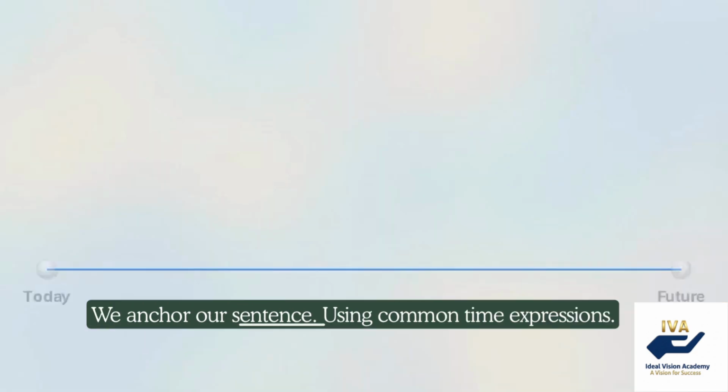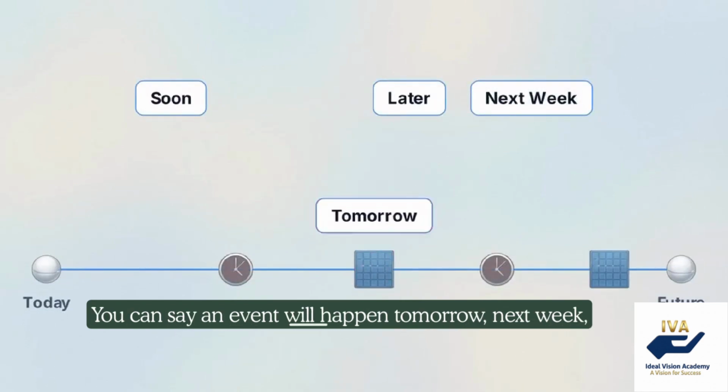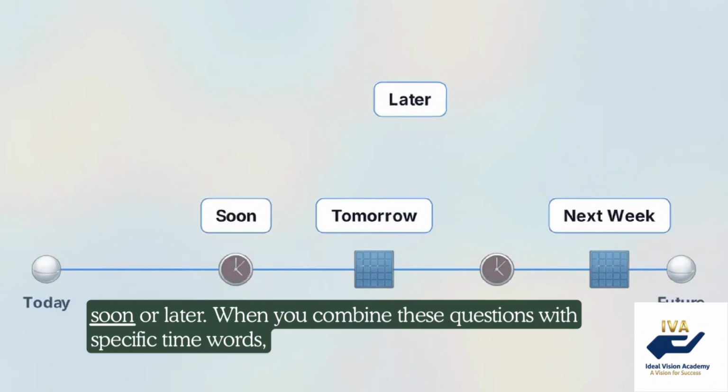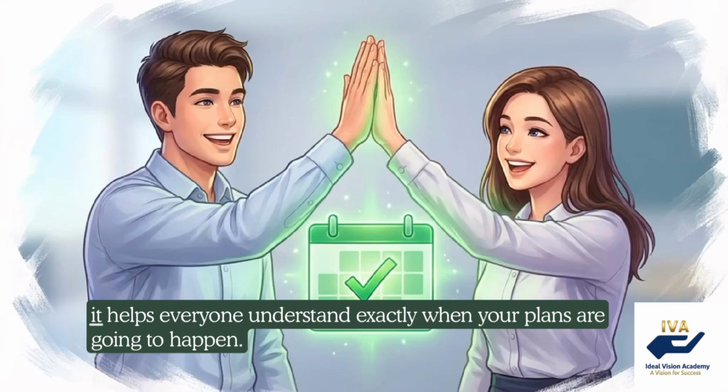We anchor our sentences using common time expressions. Notice how these time expressions drop onto the timeline. You can say an event will happen tomorrow, next week, soon, or later. When you combine these questions with specific time words, it helps everyone understand exactly when your plans are going to happen.